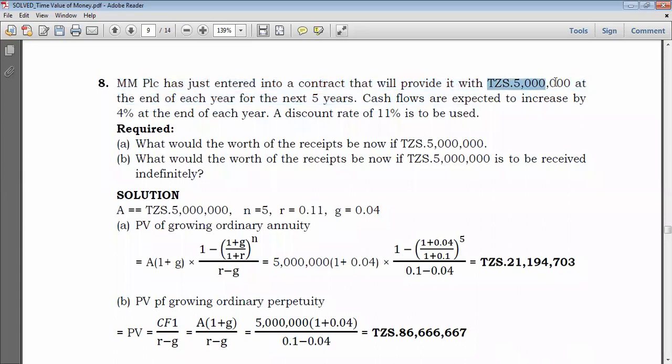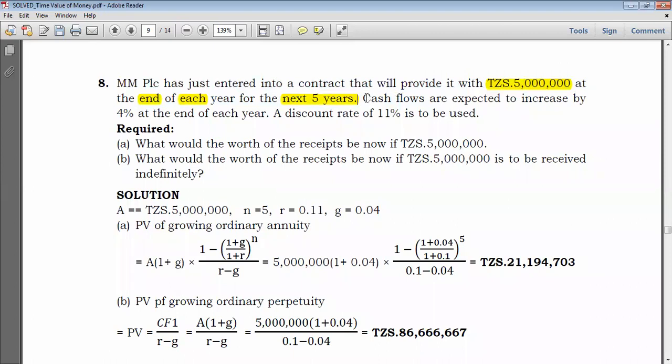You will have 5 million. That is an amount at the end of each year. At the end means ordinary. Each year means this is repetitive. It's either an annuity or a perpetuity, but we are told for the next 5 years. So it's a definite period of time, and so it is an annuity. So this is an annuity, right? So far it's an annuity.